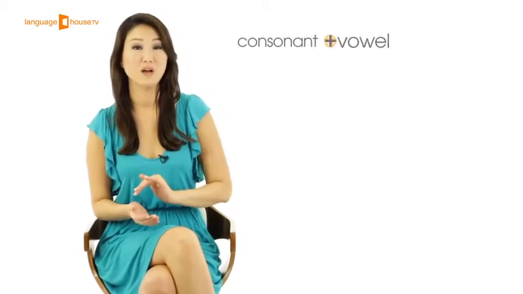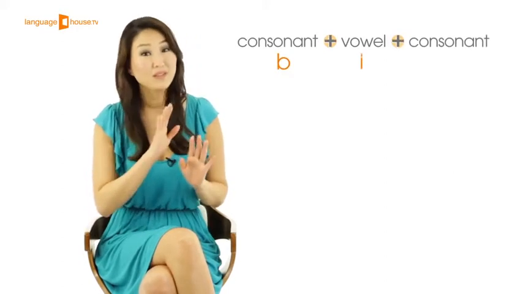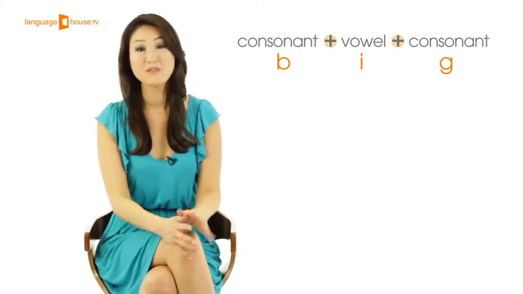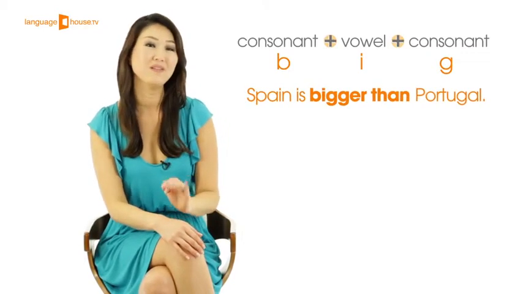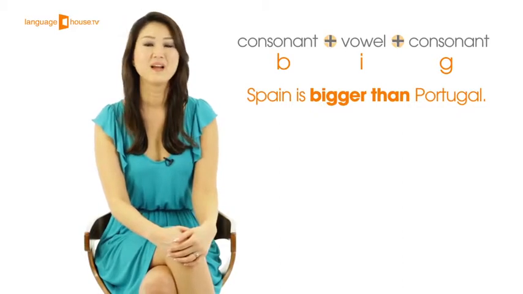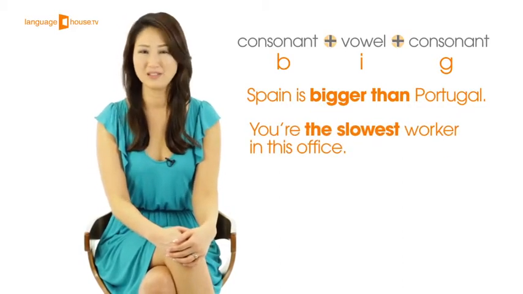Also, we duplicate the last letter of an adjective when it ends in consonant plus vowel plus consonant. Well, with the exception of adjectives that end in W or Y. For example, Spain is bigger than Portugal. Notice, two G's. You're the slowest worker in this office.